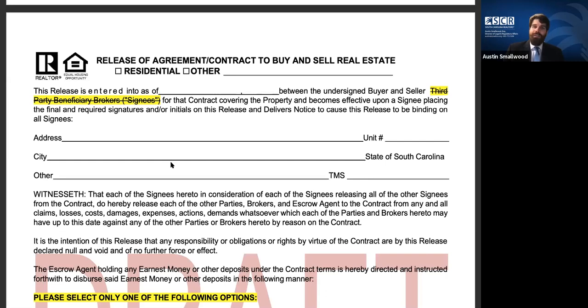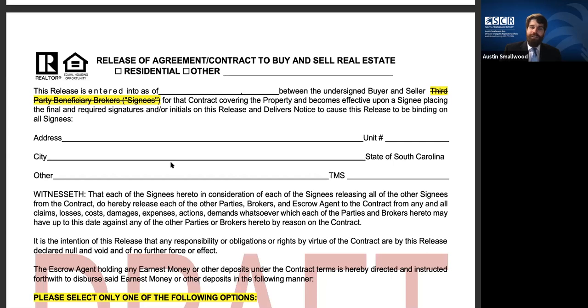The intent of the release is threefold. It's going to say, hey, the contract is null and void. The second is going to say, hey, we're going to hold each other harmless, and we're going to hold everyone attached to this, including brokers, harmless. And the third is that we're going to direct the escrow agent what to do with that earnest money. A reminder, earnest money in the state of South Carolina can only be dispersed through mutual agreement of parties or a court order. So when you hear mutual agreement of the parties, they're talking about this form, SCR form 518.